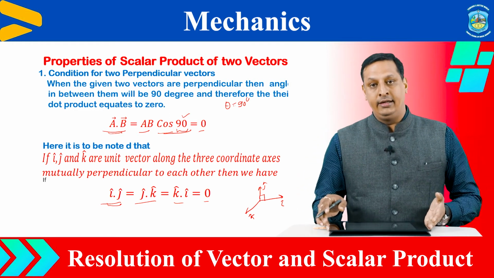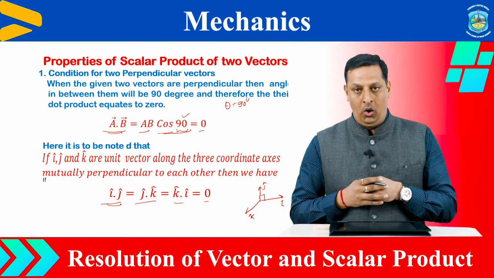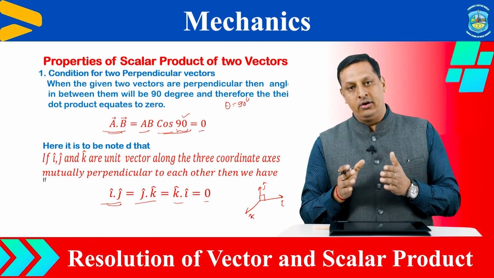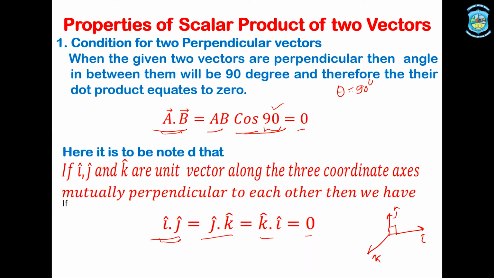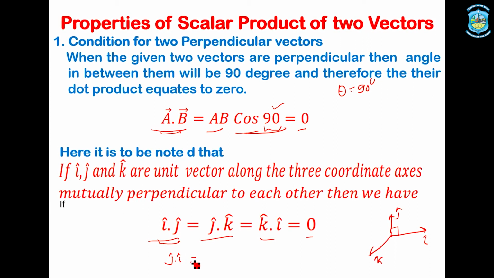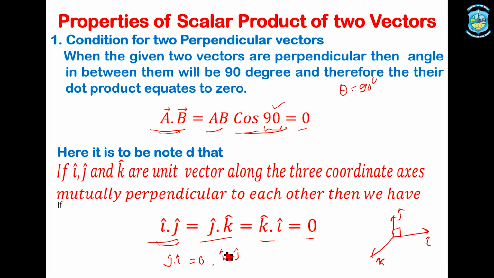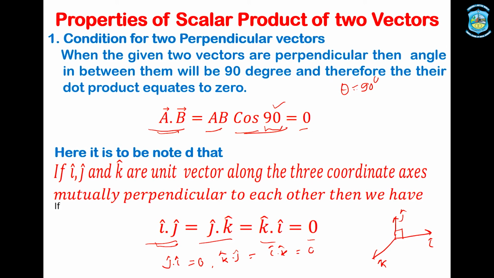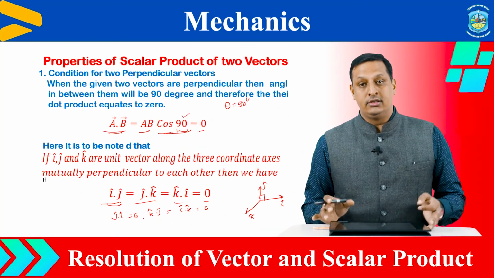One thing we can add here also is that the dot product obeys the commutative law. It doesn't matter whether you find i dot j or j dot i. Both the dot products are equal. So, as i dot j equals 0, similarly j dot i will also be equal to 0. And similarly k dot j will also be equal to 0, and i dot k will also be equal to 0. So, this is the very first property, that is, the condition for two vectors to be perpendicular.